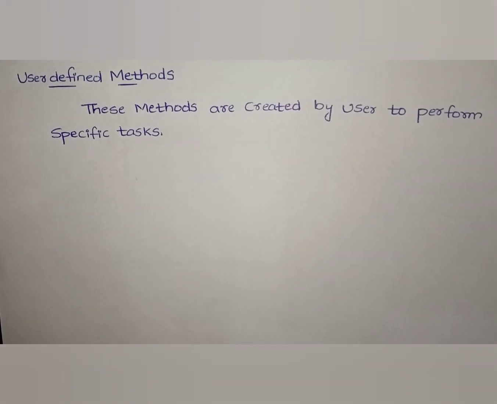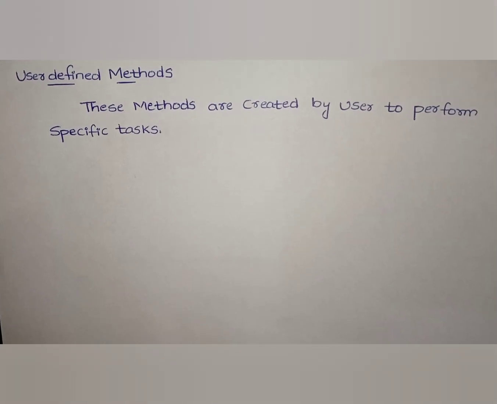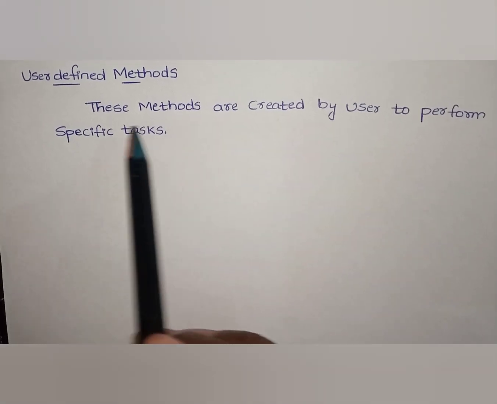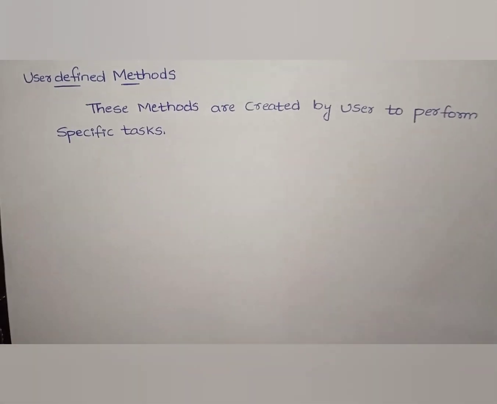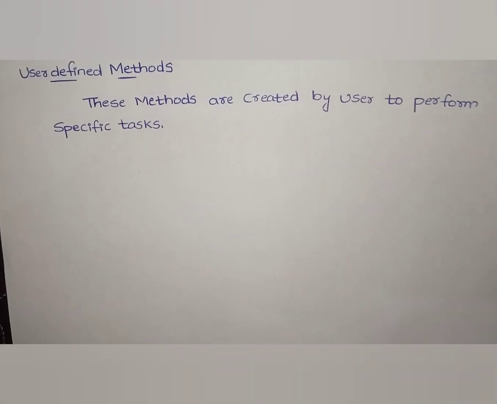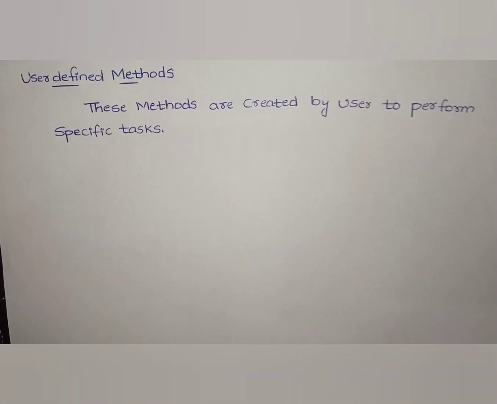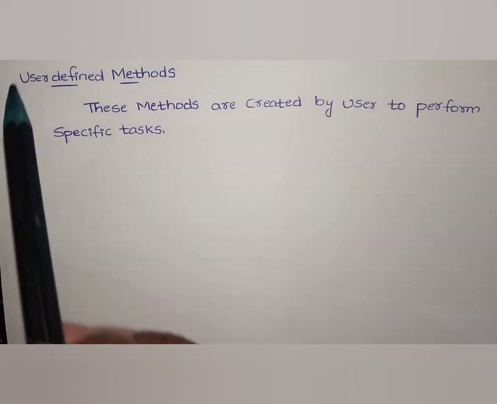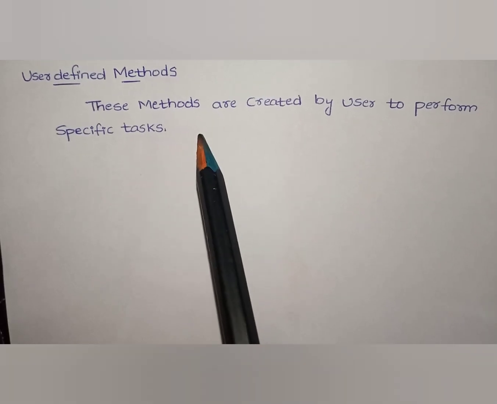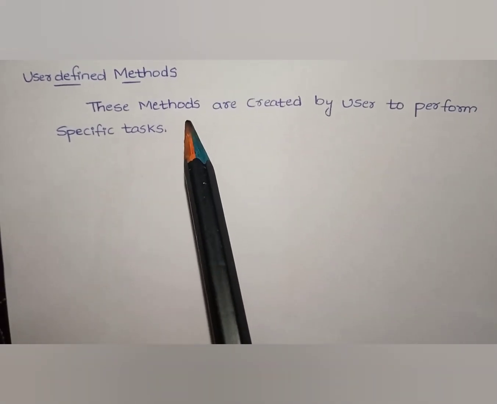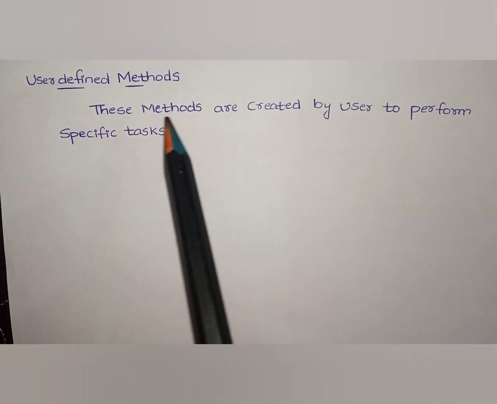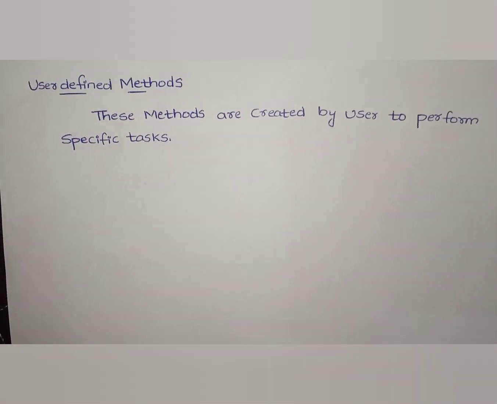In today's video, we will see what are user-defined methods in Java. User-defined methods are normally created by the user to perform some specific task. In the previous video we have seen predefined methods, and those methods normally perform some common operations. But user-defined methods perform only the task that the user defines. Whatever code the user writes, that task can be performed by the user-defined methods. So this is what user-defined methods are about.